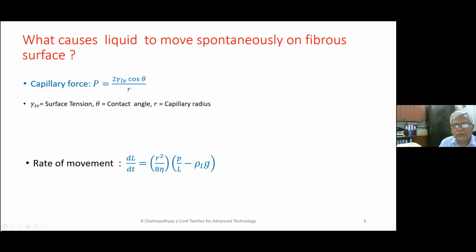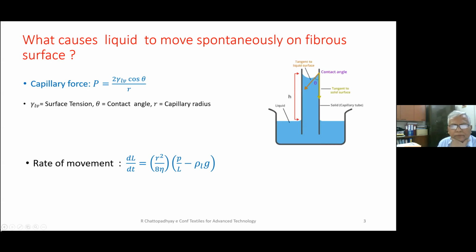Now, what causes the liquid to move spontaneously on a fibrous surface? The reason for this is the capillary force. And the capillary force acts in the small capillaries which are formed by the fibers. Between the fibers, there are spaces, and these spaces are basically capillary spaces. These micro spaces are responsible for driving the liquid. There is no external force. There is no pump. But the liquid still moves. So it is the capillary force, generated because of the surface tension of the liquid, that causes the liquid to move. And this has an immense significance in many textile products.